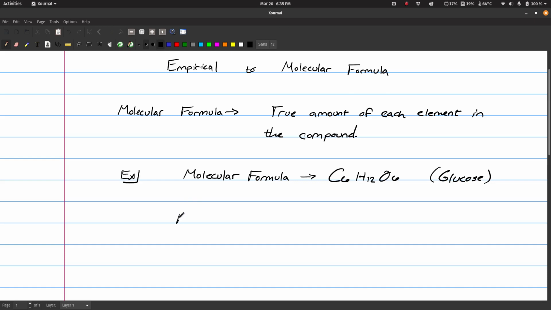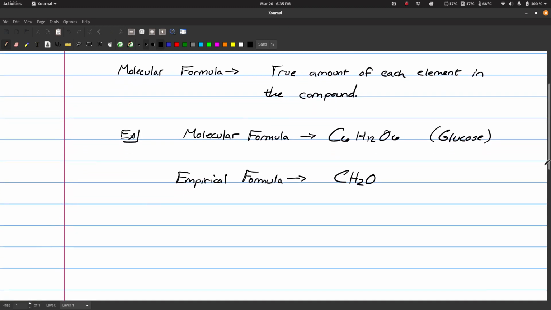And then our empirical formula, we're just going to look for the largest number that will divide into these, which happens to be 6. So we're going to get CH2O. That's going to be our empirical formula. So it's the smallest whole number ratio of all the elements in the compound.